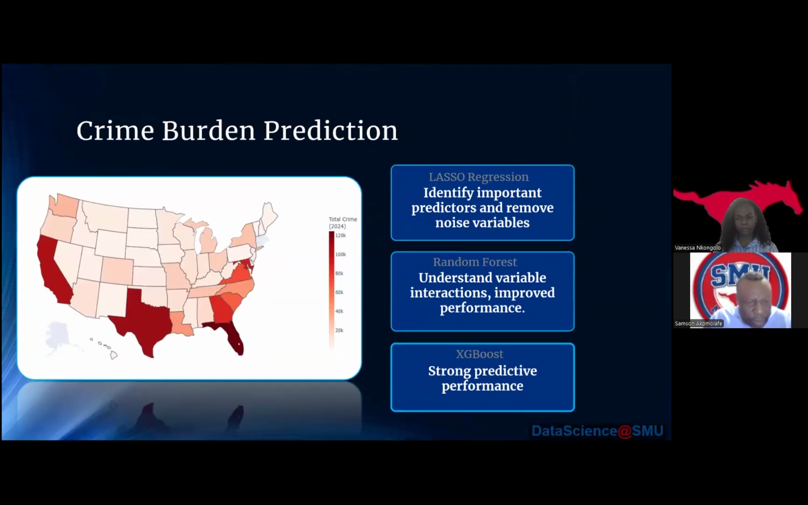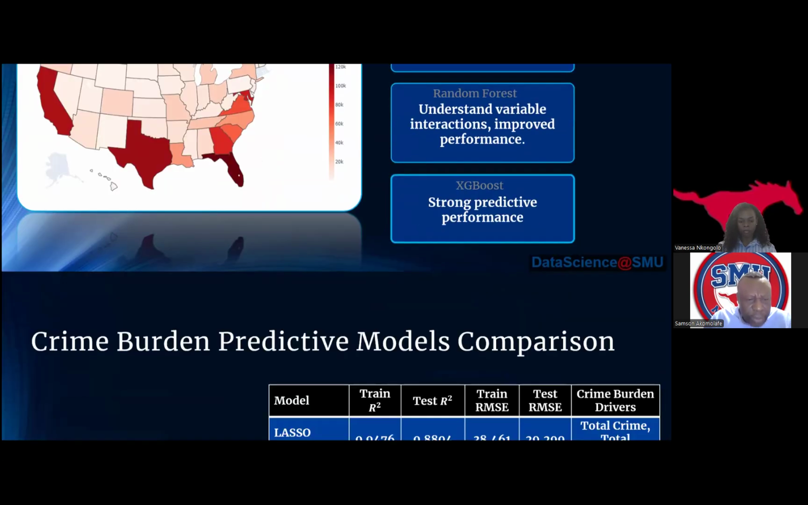Thank you, Vanessa. In our crime burden prediction models, we use three main modeling algorithms. First, we use lasso regression to identify the most essential predictors. Next, we use random forest to capture nonlinear interactions. And lastly, we use XGBoost to extract more nuanced offense-specific contributions. Each of these models looks at the same subject, crime burden analysis, using a different lens, a different perspective. And what was our result?